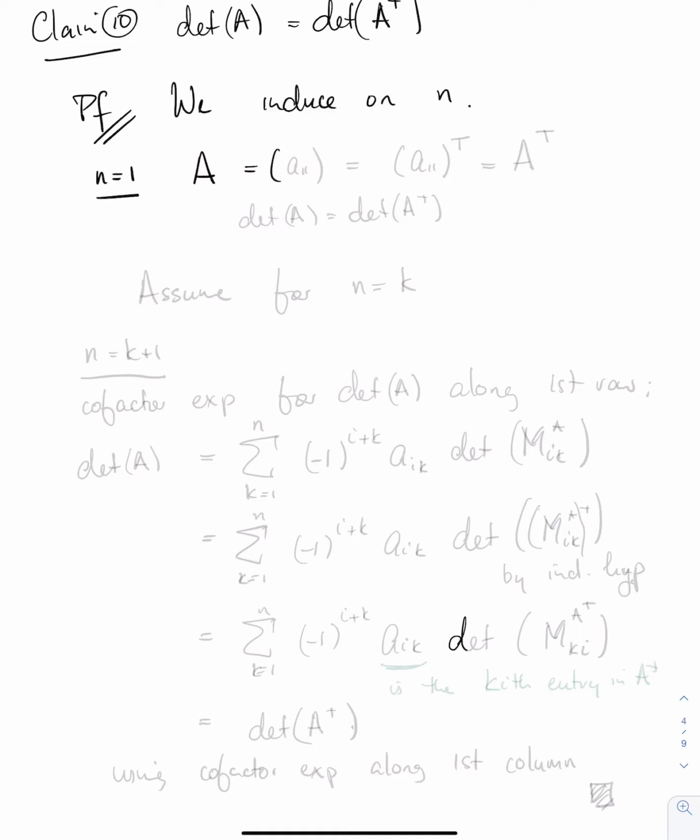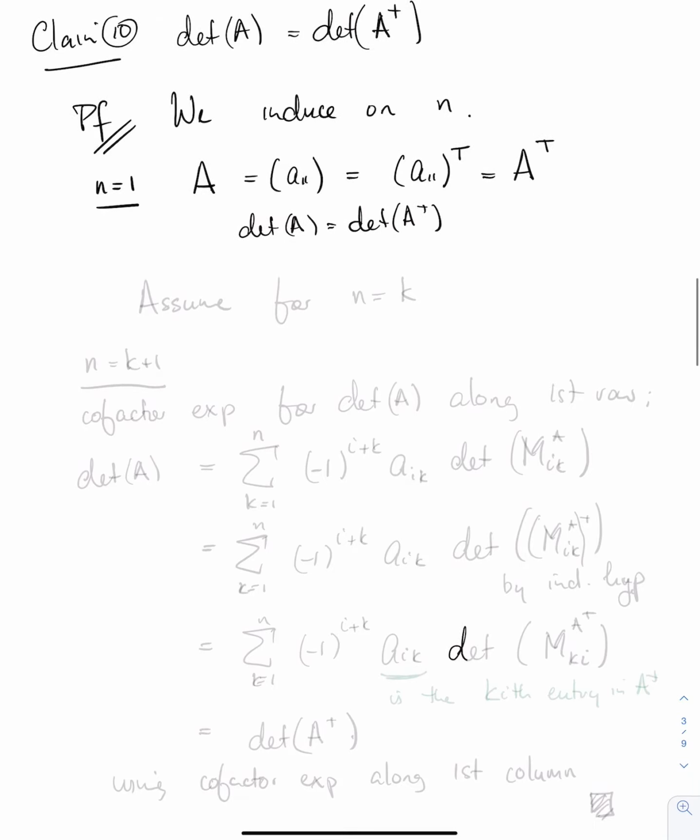A is a 1 by 1 matrix, therefore A is simply the matrix with a single entry A11, which by the degeneracy of this case is its own transpose. So certainly A is equal to A transpose, and the determinant of A is equal to the determinant of A transpose. Setting up the inductive hypothesis, we're going to assume that this fact holds true for all matrices up to K by K matrices. And then we do the inductive step.